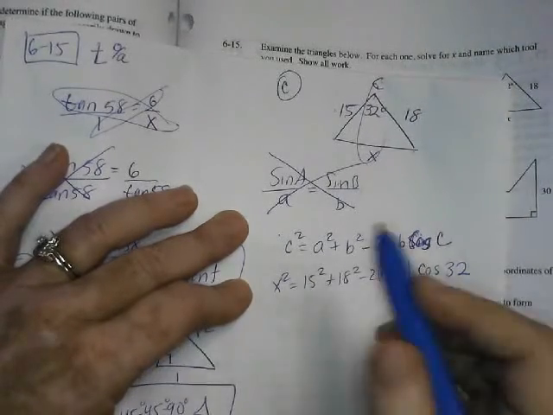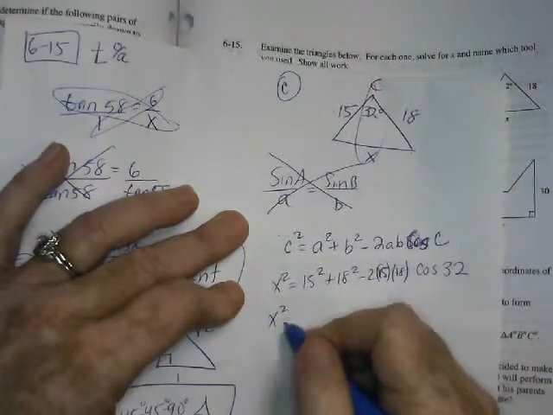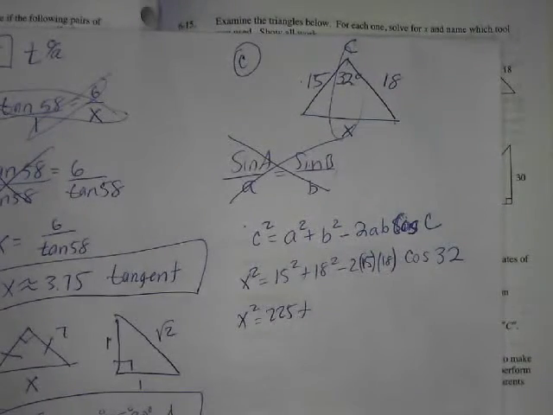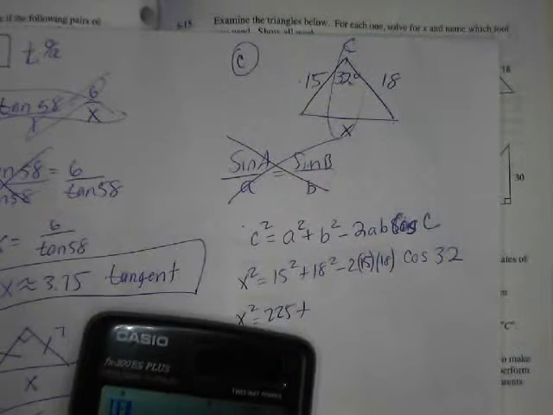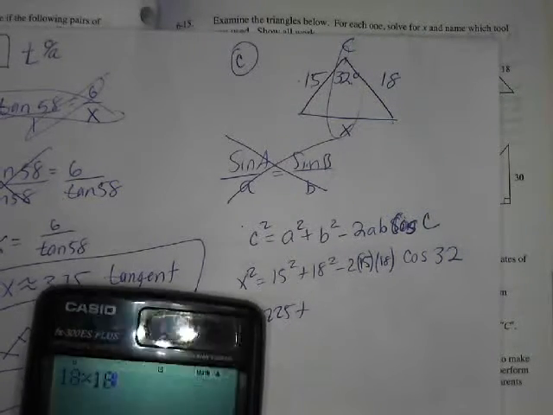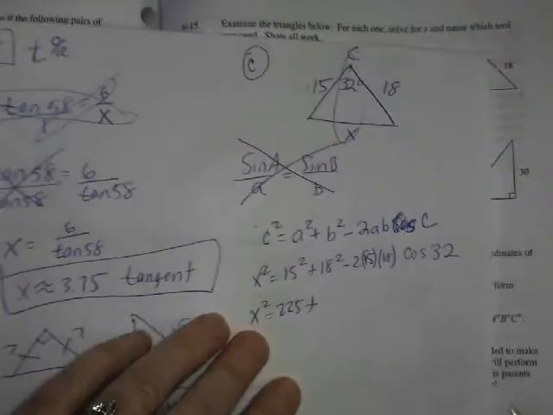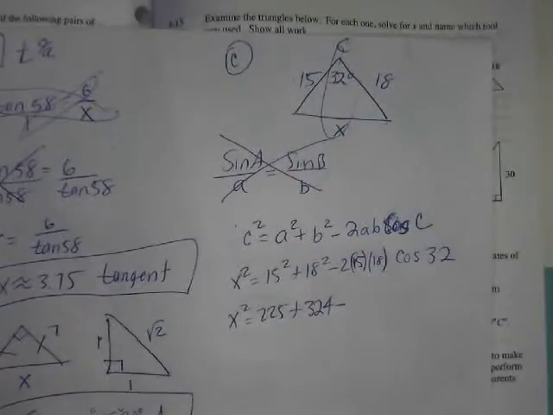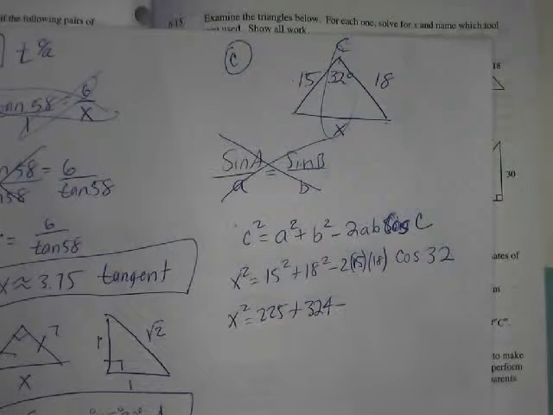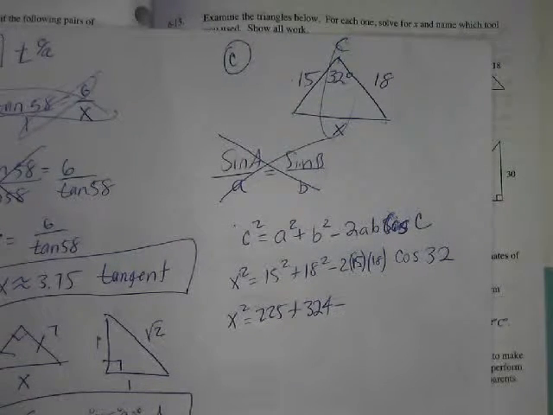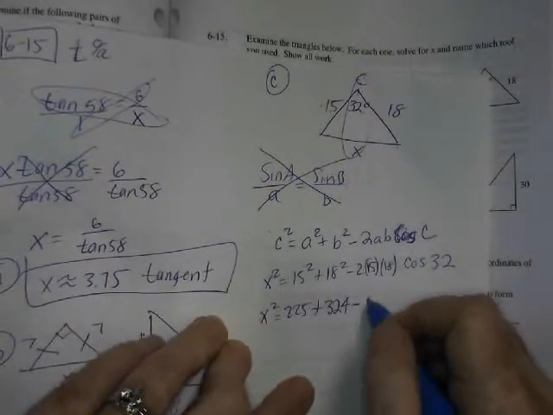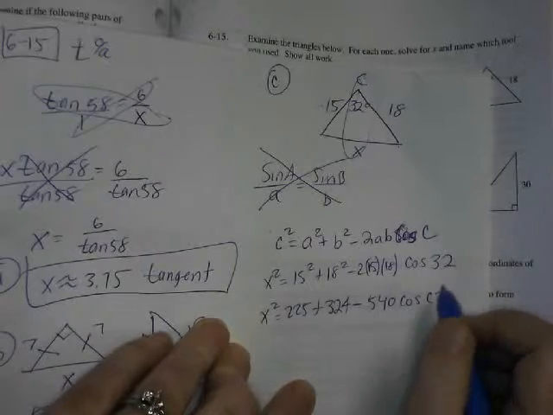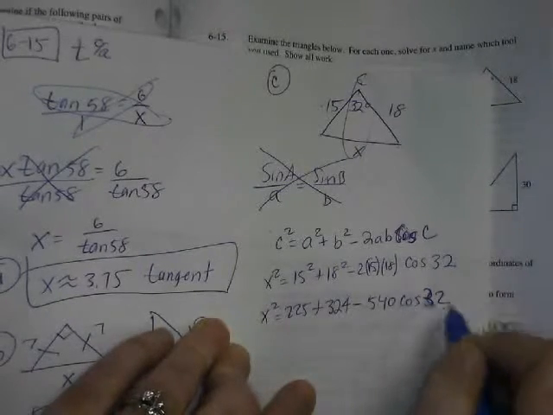18 squared is 324. 2 times 15 times 18 is 540. Oh, cosine of 32, I could actually get a decimal for that if I want to.